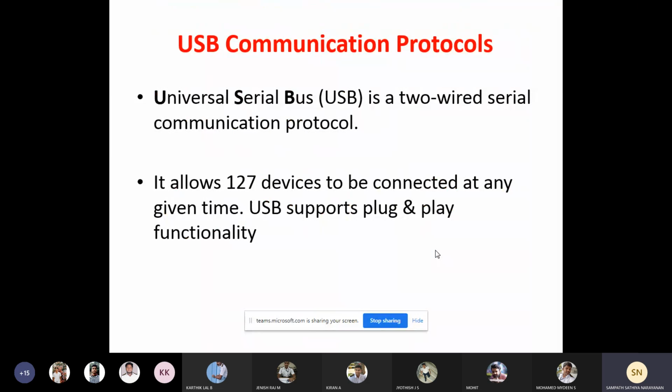It's a simple two-wired serial communication protocol. Each device in a USB bus will be given an address. If it is defined by a 7-bit address, then we can have 2 power 7 combinations, and so up to 127 devices can be easily connected. That is how each device will be recognized or identified.